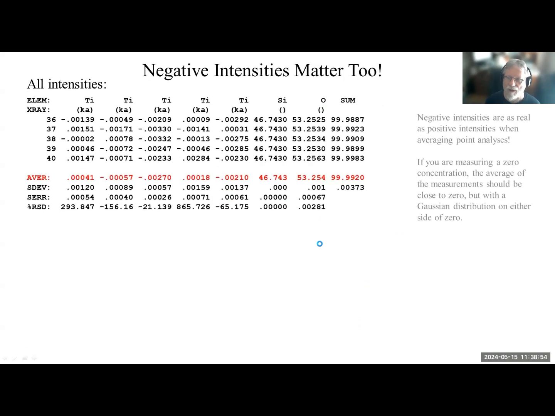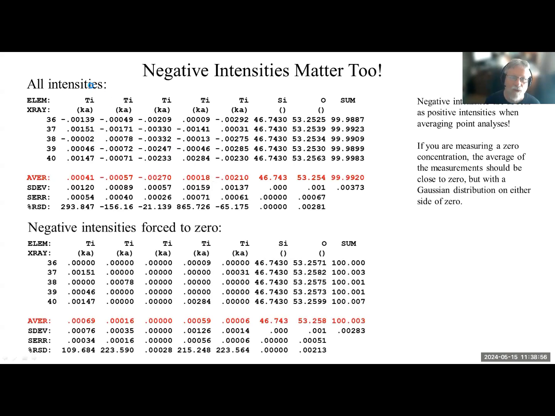So let's just look at this really quickly. So this is all the intensities here. This is all the intensities here. And you can see that these are all negative. Every one of them. No positive intensities at all. And in fact, if I force those negative intensities to zero, I've got a zero here. They're all zero. And that's an artifact of forcing that to zero.